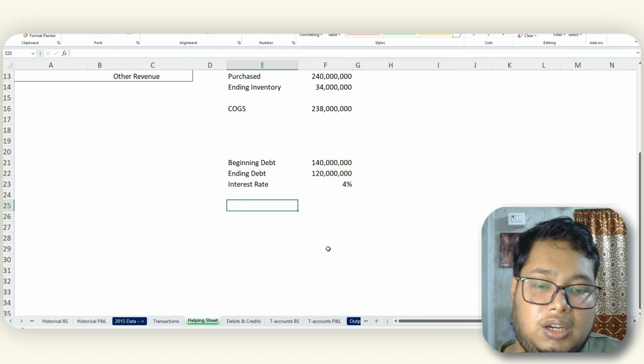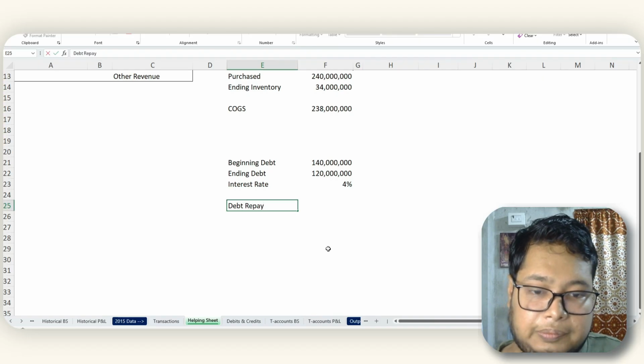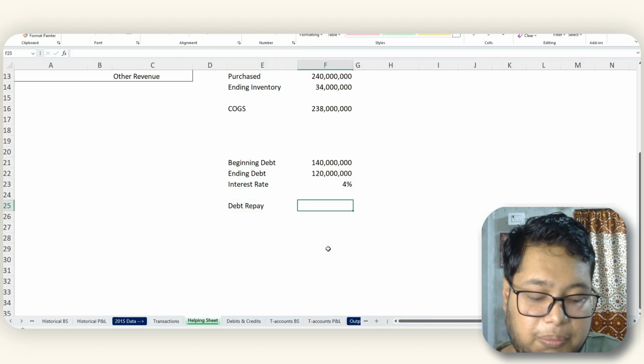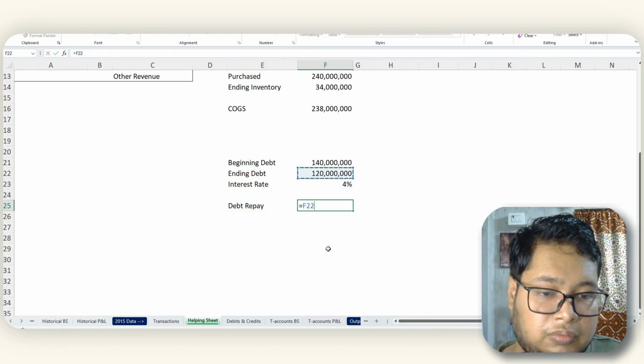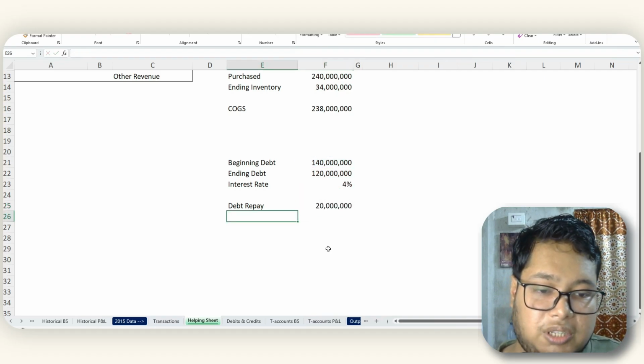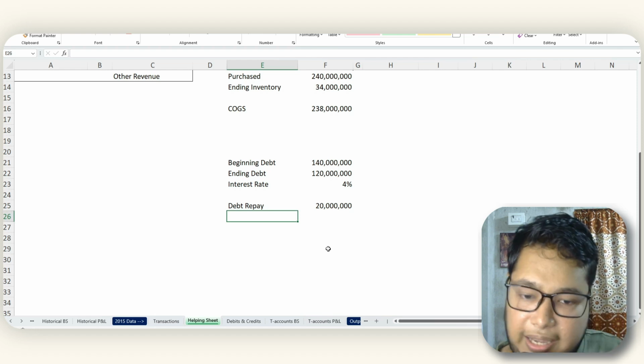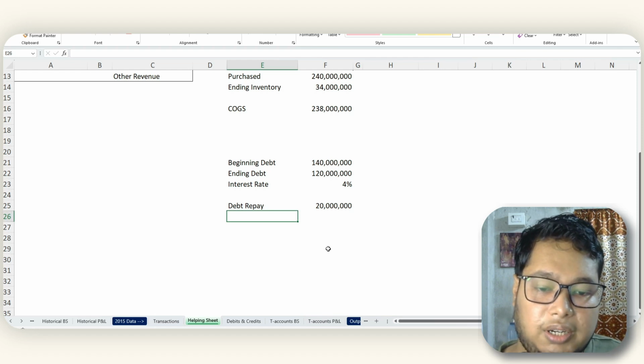First of all, how much loan have we paid? That we have to check. Debt repaid equals this minus this, so that much debt we have paid. Debt repaid has been done, and now to calculate the interest payment as well.